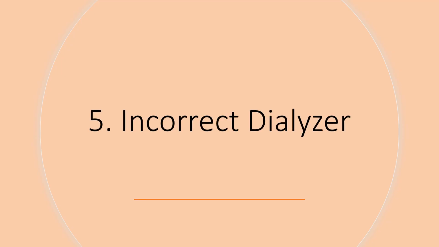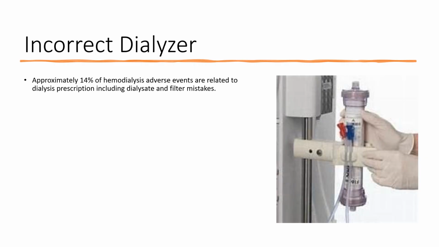Okay, preventable error number 5, use of an incorrect dialyzer. Approximately 14% of errors in dialysis units are related to mistakes with the dialysis prescription, including dialysate and filters. So in the old days, using the wrong filter was a very big deal because we used to reuse dialyzers. That is, we would clean the dialyzer after each treatment and reuse it for up to 40 treatments. From an infectious disease standpoint, it was a big mistake to give a patient someone else's dialyzer because you would potentially expose him or her to infections from another patient.